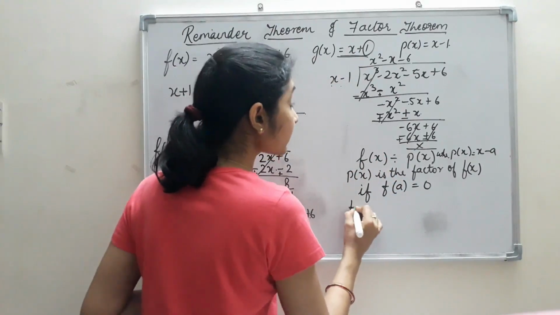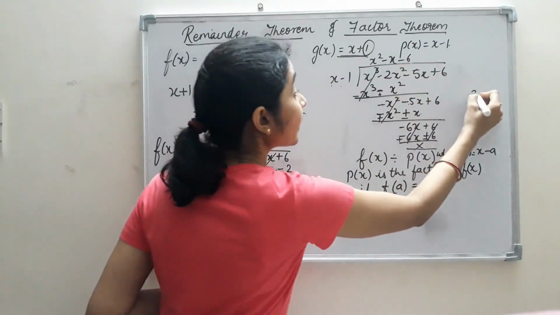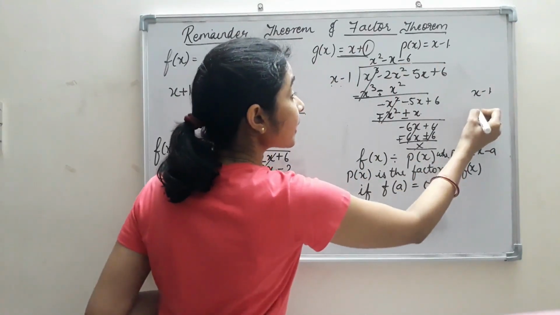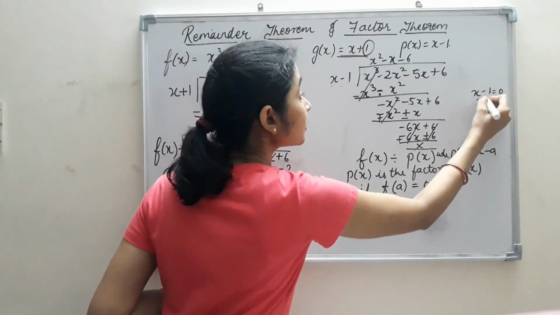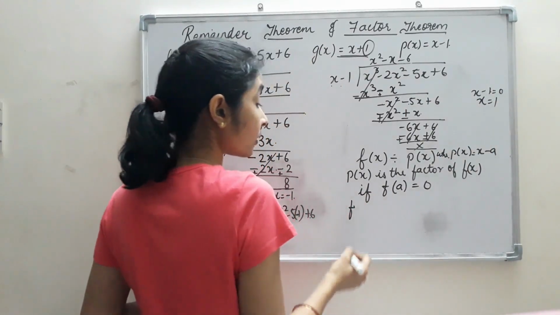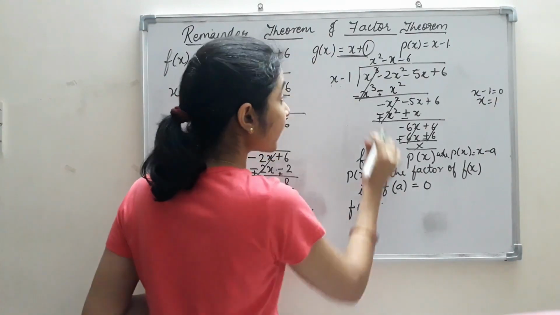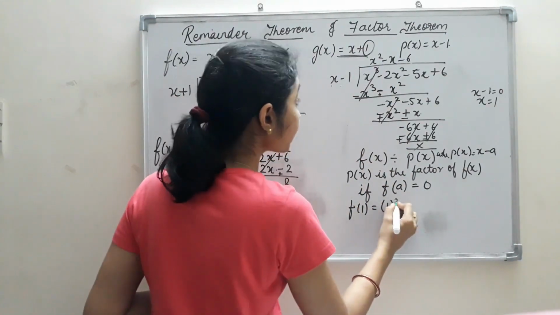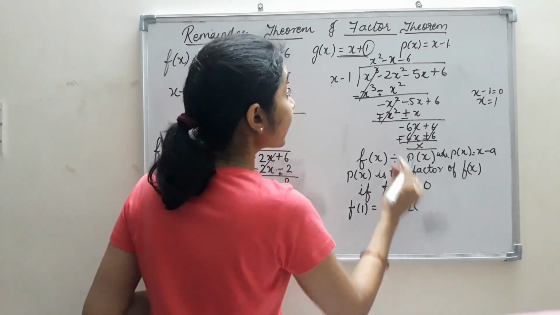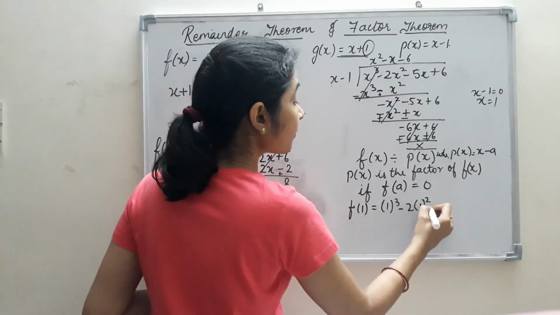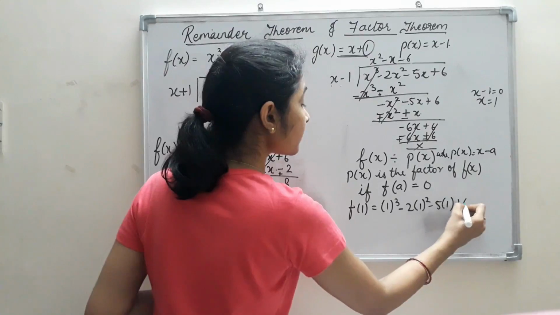Here, what are we having? x minus 1. The p(x) is x minus 1. So x minus 1 is equal to 0, so x is equal to 1, I have got. So here f(1) is equal to x cube, that means 1 cube, minus 2x square, 1 square, minus 5 into 1 plus 6.